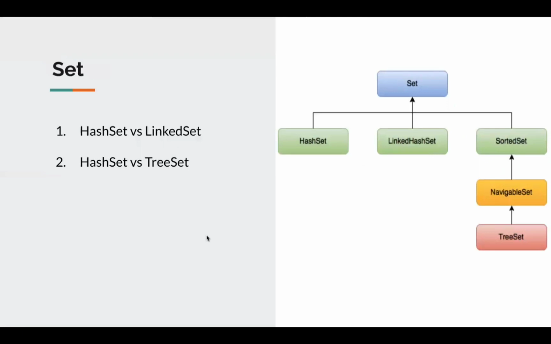Coming to sets. Now sets, unlike lists, store only unique values, so it cannot have repeated values. Let's come to the difference between hash set and linked hash set. One very important difference is that hash set does not preserve the order of insertion, whereas the linked hash set will preserve the order of insertion. So hash set is storing everything in an arbitrary manner that we do not know of, but linked hash set will preserve the order of insertion.